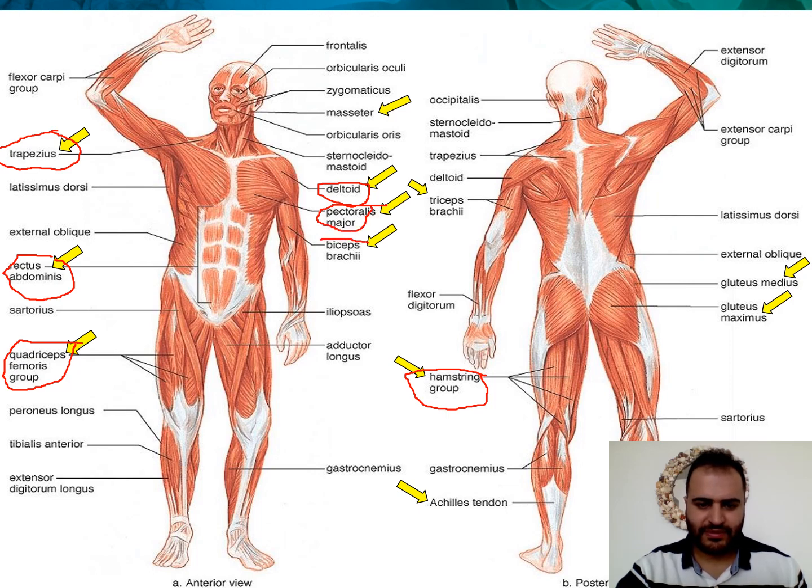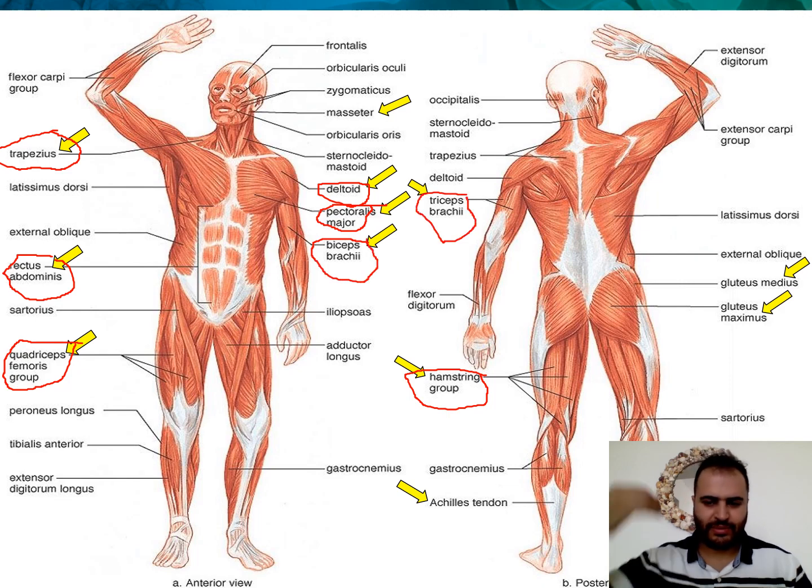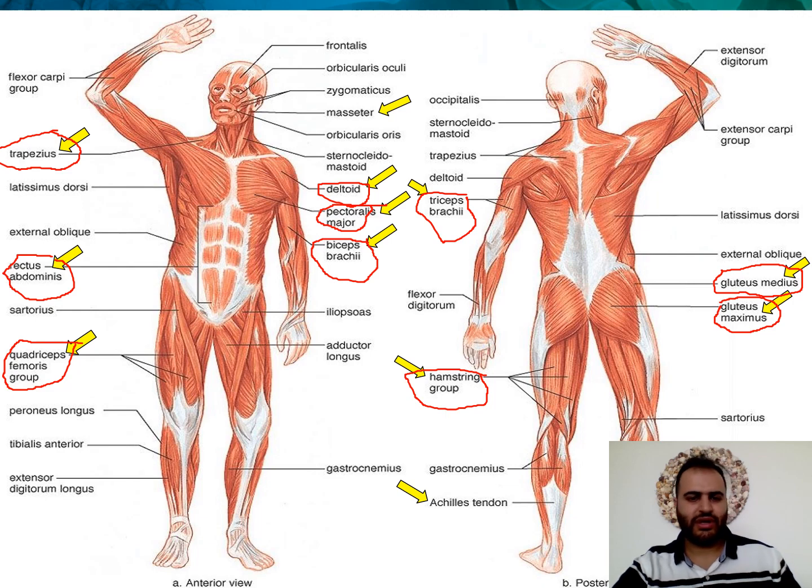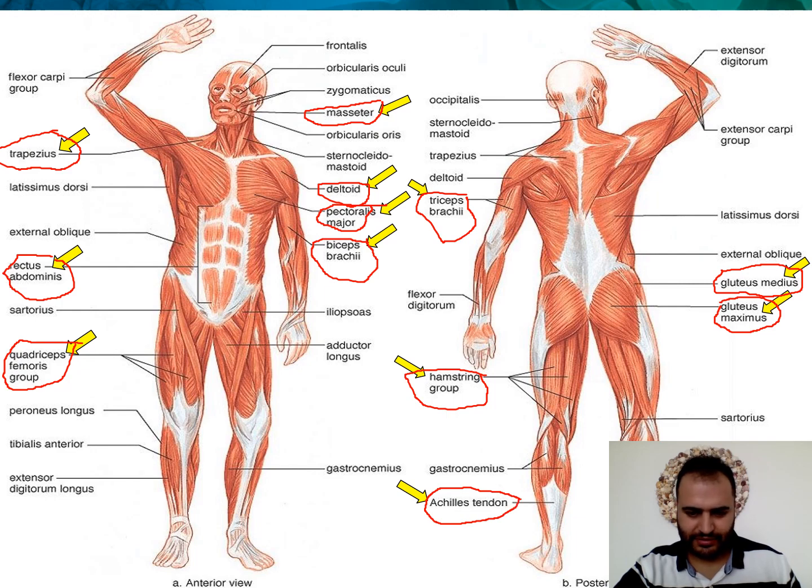We have the biceps brachii and the triceps. These are the muscles of the upper arm. The biceps and the triceps at the back. We have the gluteus medius and the gluteus maximus. These are the muscles at the lower back. These are some of the skeletal muscles that control the movement of your bones, and we have the masseter. These are the facial muscles that allow you to smile and to frown. And Achilles tendon, this is a tendon, it's not a muscle. It connects the feet to the leg here.